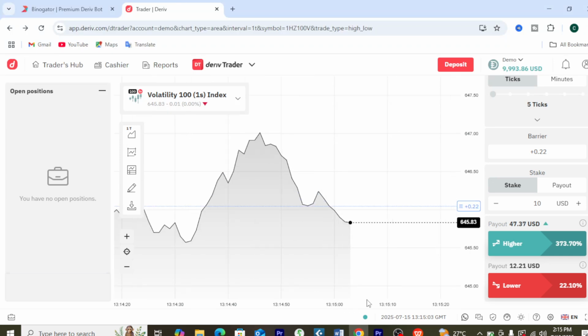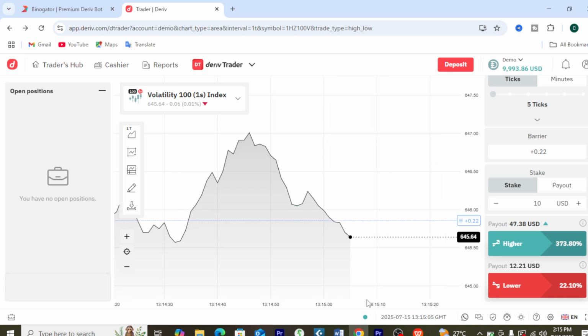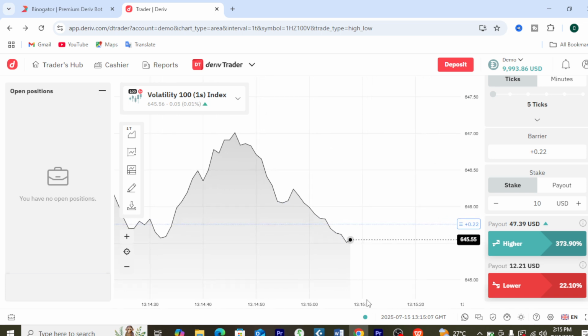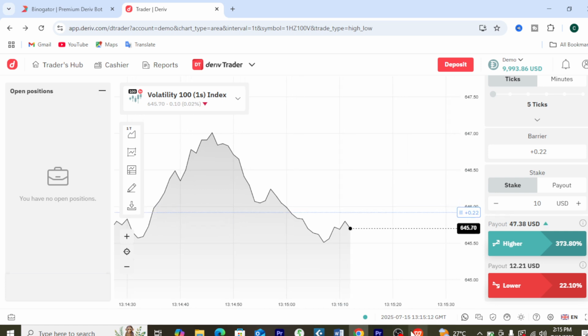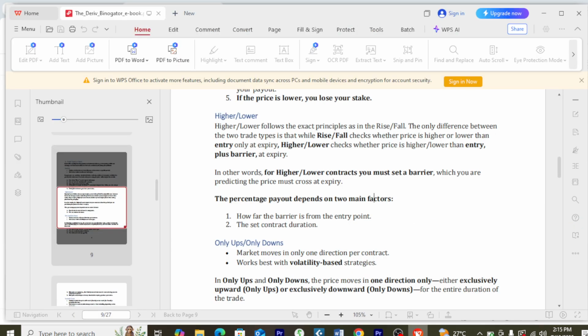Today we are going to be discussing the higher lower trade type and how to automate it. So first, what is the higher lower trade type? The higher lower trade type follows the exact principles as rise fall. The only difference between them is that while rise fall checks whether the price is higher or lower than the entry point at exit, higher lower checks whether the price is higher or lower than the entry point plus a barrier at the exit of the trade.